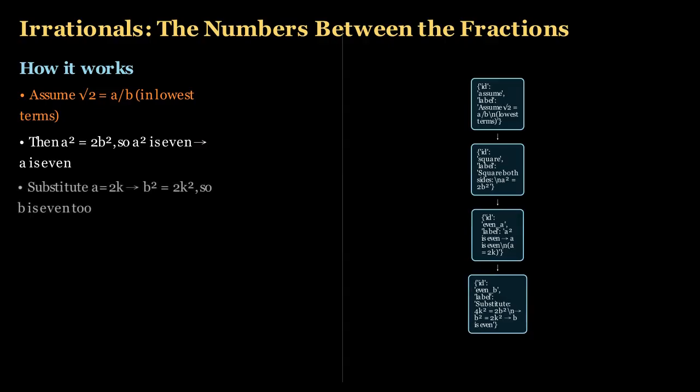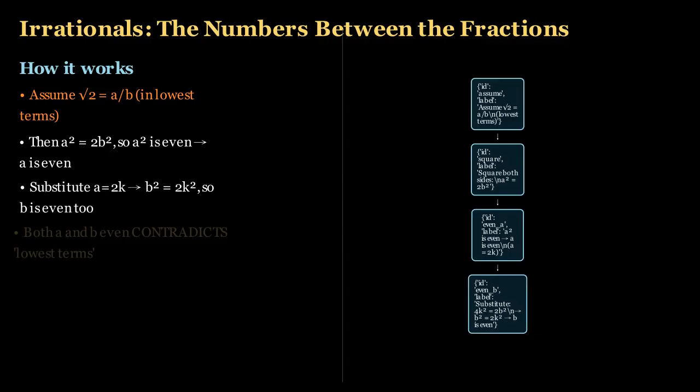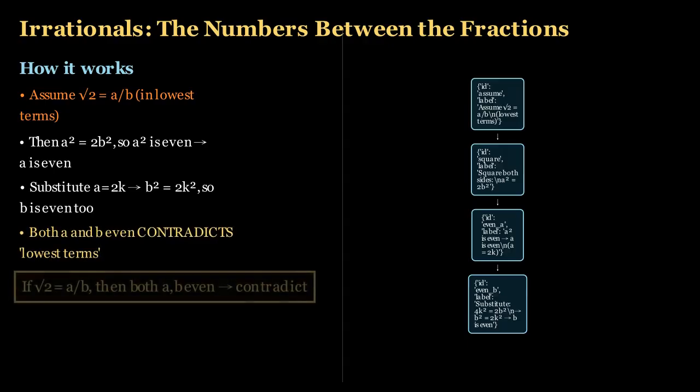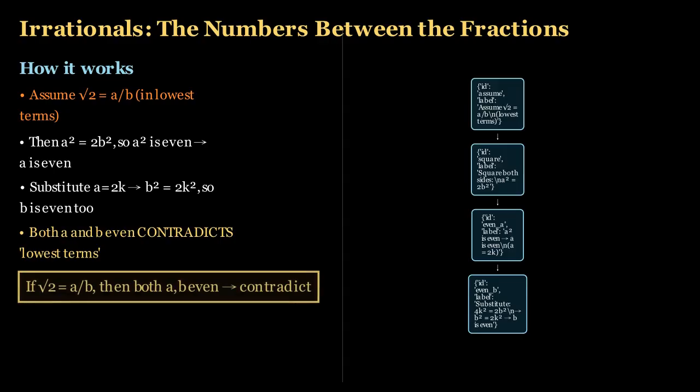Now b squared is even, so b is even too. But wait, we just proved both a and b are even, so they share a factor of 2. That contradicts our starting assumption that the fraction was in lowest terms. The only escape is that our original assumption was false. Root 2 cannot be written as a fraction. This elegant argument is over 2,000 years old.